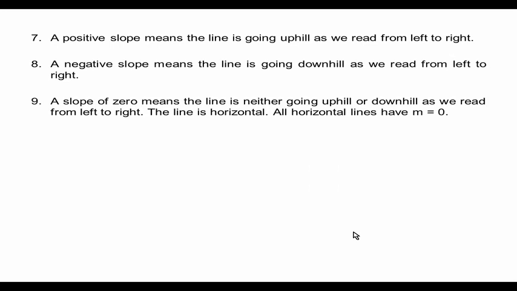Number 9, a slope of 0 means that the line is neither going uphill or downhill as we read from left to right. The line is horizontal. All horizontal lines have m equals 0. That's a constant valued function. Because if m is equal to 0, then that means nothing is going to multiply the x in your slope-intercept form. You may recall that from high school as well. So remember, if the slope is 0, it's a constant valued function, a horizontal line. Number 10. A slope that does not exist means a vertical line.